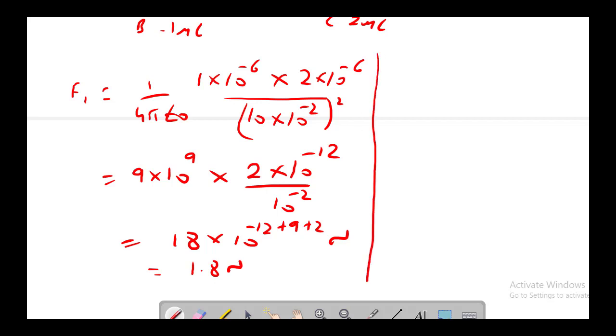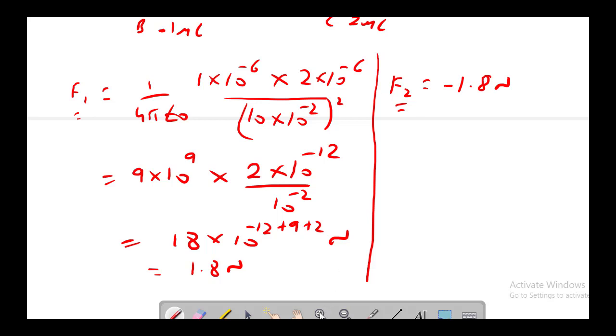Now we do the calculation for F2. Here we will get the same thing, because in case of B and C the only difference is B is minus 1 microcoulomb, and C is again 2. So almost the same calculation, only the difference is we get minus 1.8 newton. So this shows that one is an attractive force and the other is a repulsive force. Now no need to do calculation for this, we can directly add this.